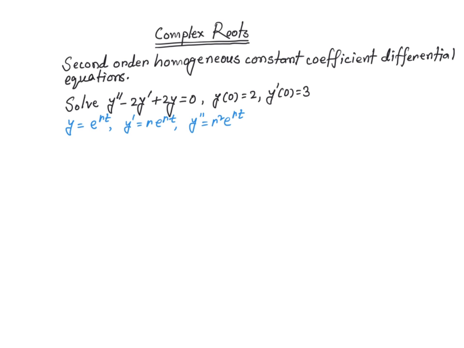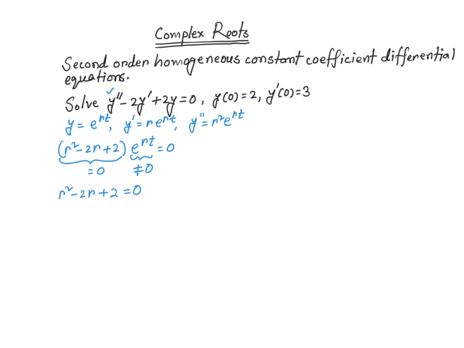If we substitute these values into the given equation, we get (r squared minus 2r plus 2) times e to the power rt equals 0. And this is our characteristic equation, which has to be equal to 0 because the exponential function is not 0. So it's r squared minus 2r plus 2 equals 0.